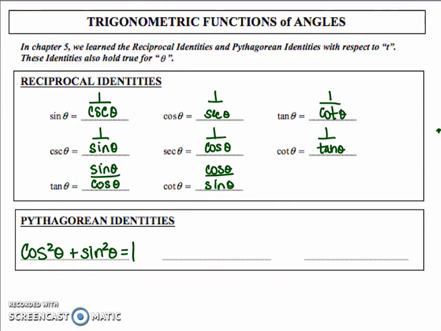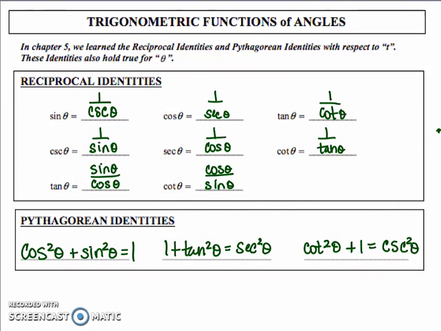1 plus tangent squared theta equals secant squared theta. That's what we get when we divide by cosine squared. And if we divide everything by sine squared, then we get cotangent squared theta plus 1 equals cosecant squared theta.